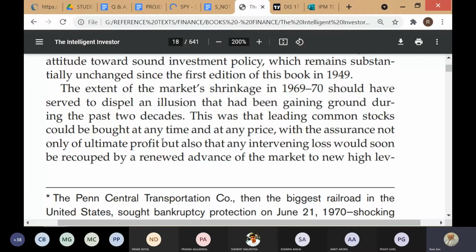Now, what is it saying here? There's a drop in the market between 69 and 70 in the stock market. So he's saying that this is basically dispelling the illusion that leading common stocks can be bought at any time at any price. Okay, that any loss was going to be limited.